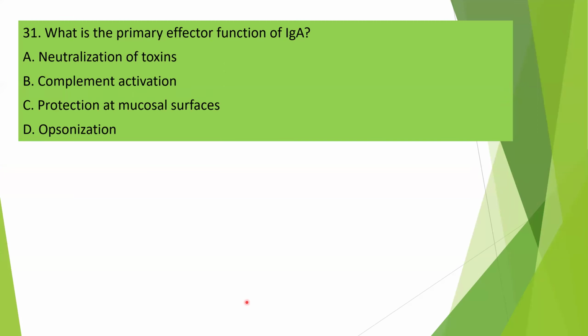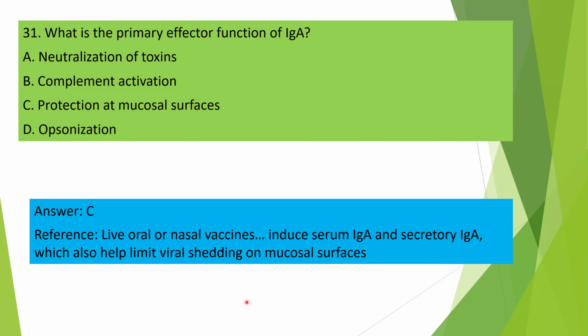What is the primary effector function of IgA? Protection at mucosal surface. Okay. Read through it. Live oral or nasal vaccines induce serum IgA and secretory IgA, which also help limit viral shedding on the mucosal surface. Okay.